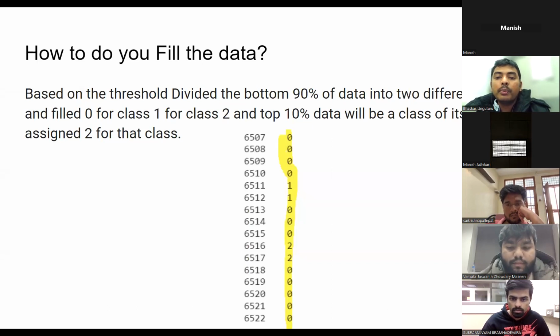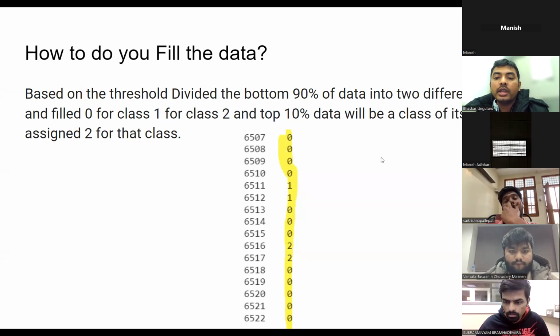So in total, 100% of the data, we will now divide the bottom 90% of data into two different classes, and the top 10% of data will be a class of its own. In other words, if we take the complete 100% of data, the top 10% should be above 0.32, which will be assigned as a 2. The remaining bottom 90% of the data will be assigned as a 0 and a 1.